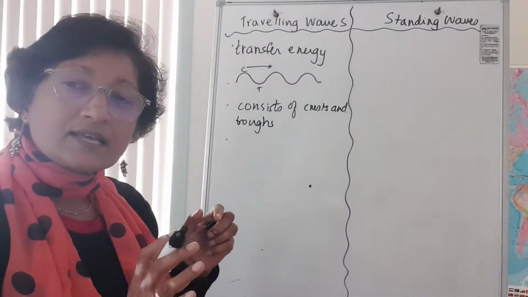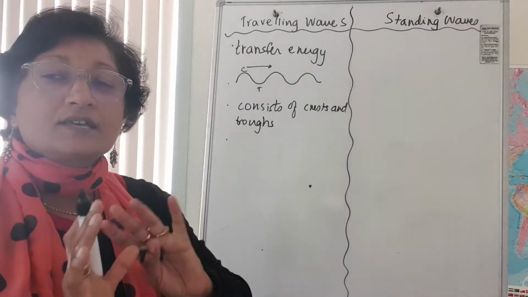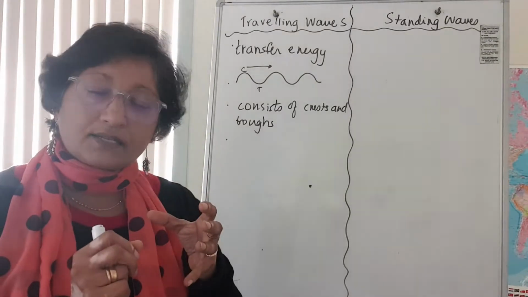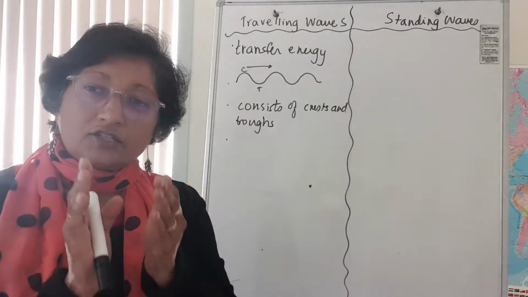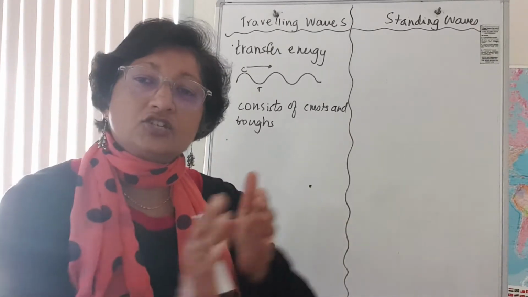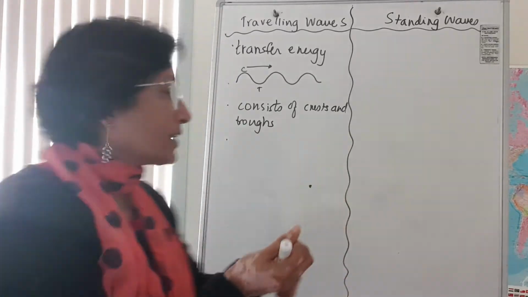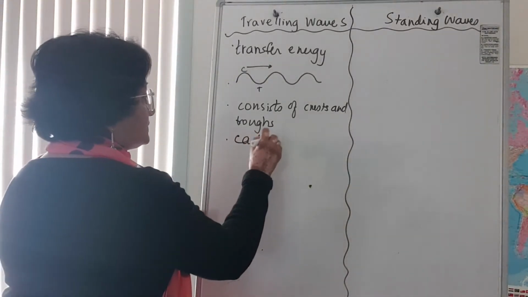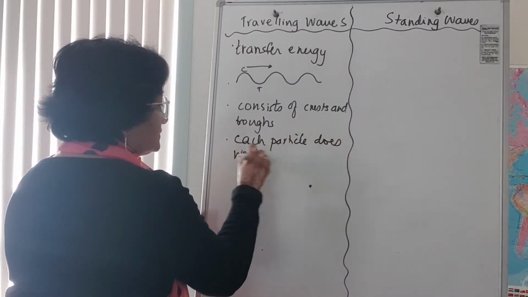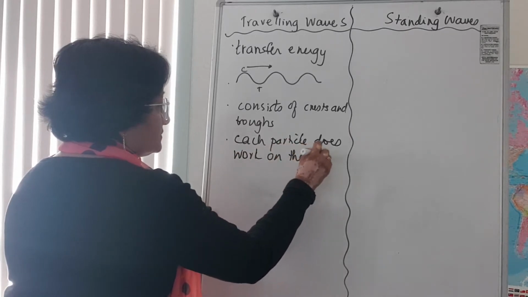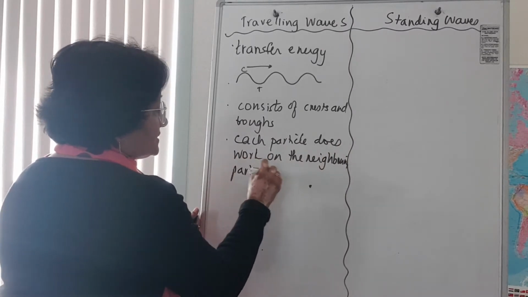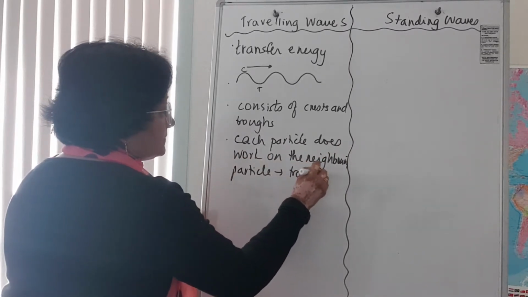Now, the very fact that a traveling wave is transferring energy, the way that this is done is that as the particles vibrate, each particle is doing work on its neighboring particle to transfer energy. That's how the energy goes from one layer to the other. So each particle does work on the neighboring particle, and it does this to transfer energy.